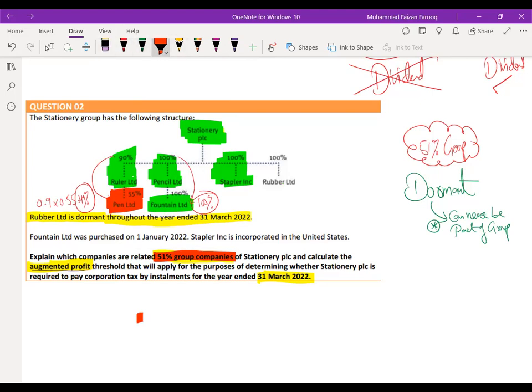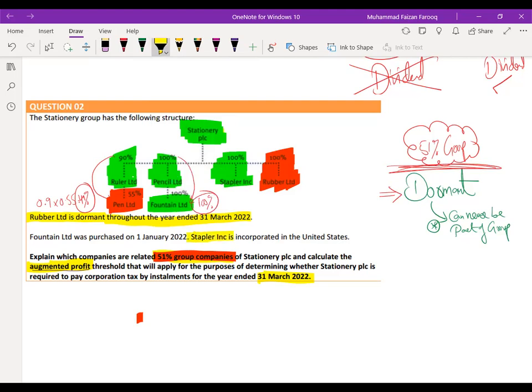Why? Sir, the percentage is above 51, it's a part of group. But there is an exception: in the group, a dormant company can never be part of group. Any questions? No questions. One more thing I need you to read.